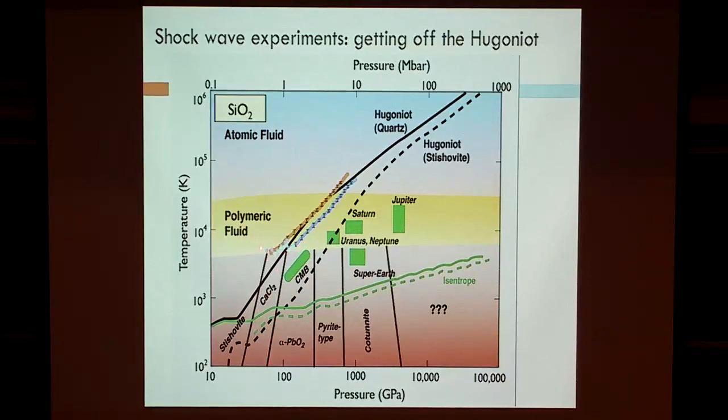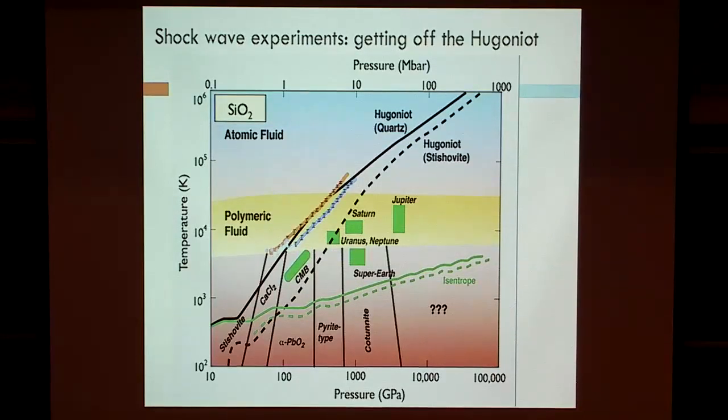But if you're interested in the Earth, the core-mantle boundary is down here. If you're interested in Jupiter, the core-mantle boundary of Jupiter is about there. If you're interested in some super-Earth, its isentrope might go off on this path like so. So for most geophysical and planetary applications, we're actually interested in states that are colder than the principal Hugoniot. And so there's two things you can do, right? You can do Hugoniot experiments, attempt to also measure the Grüneisen parameter, and use it to correct your Hugoniot down to the pressure-temperature conditions you're interested in.